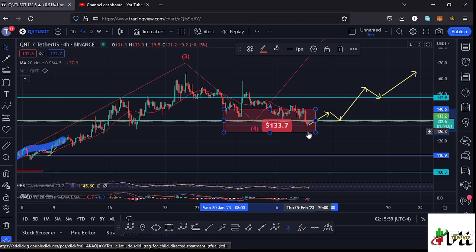So let's continue watching this target area that I have over here between the $141.6 mark and the $126 mark, because in case we lose this target area, there are chances of getting back to the next key area of support at around the $110.9 mark.